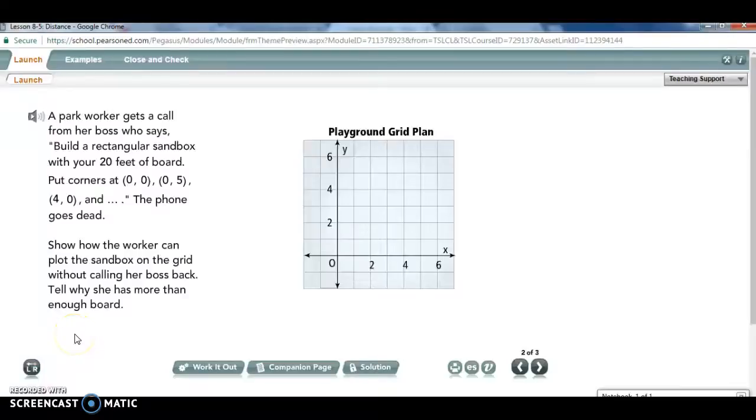Hello students, we are in 8-5. We are going to be talking about distance. We'll start off with the launch problem. Remember, just try your very hardest and then I will show you the answer in a second.